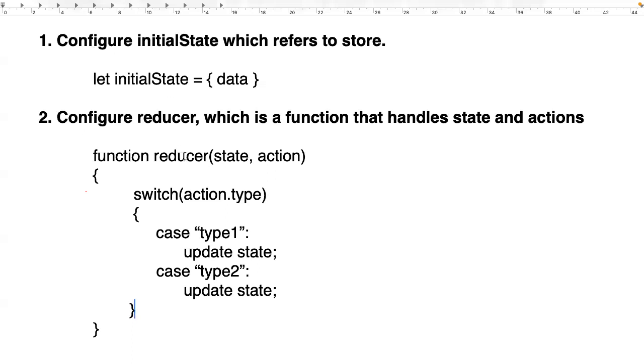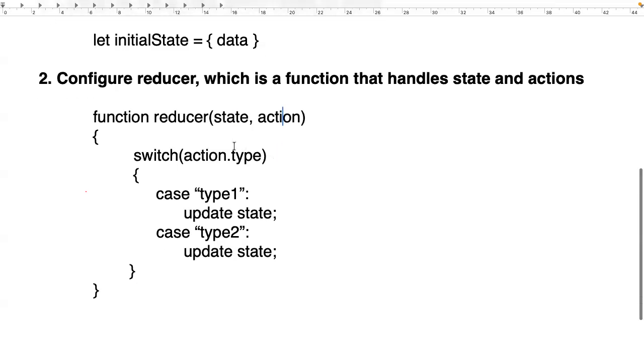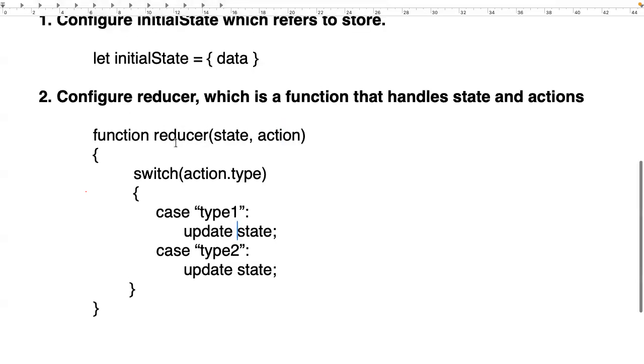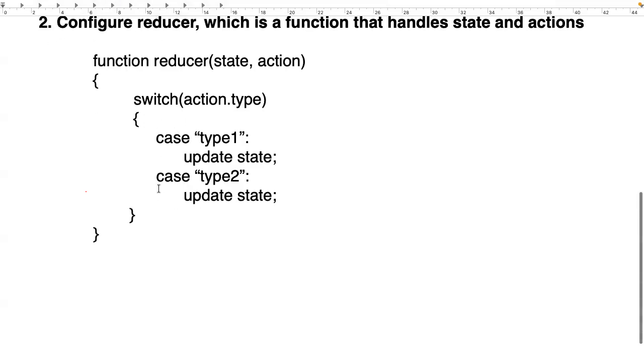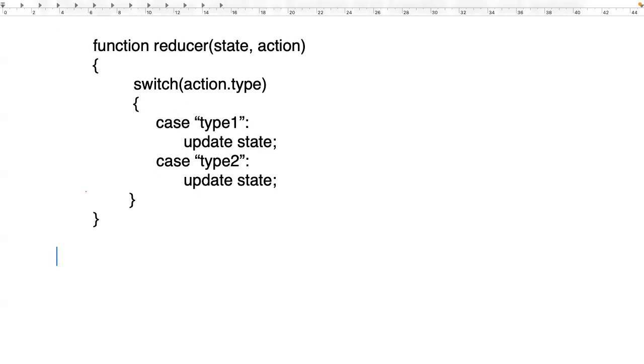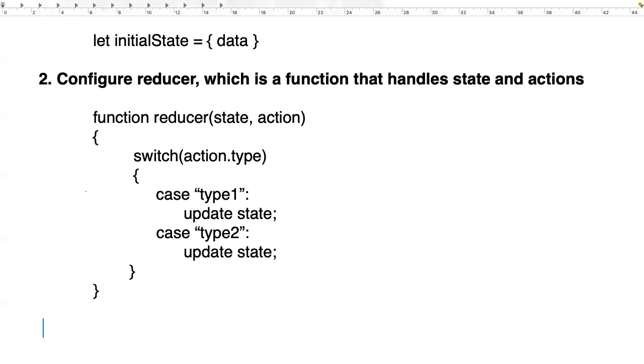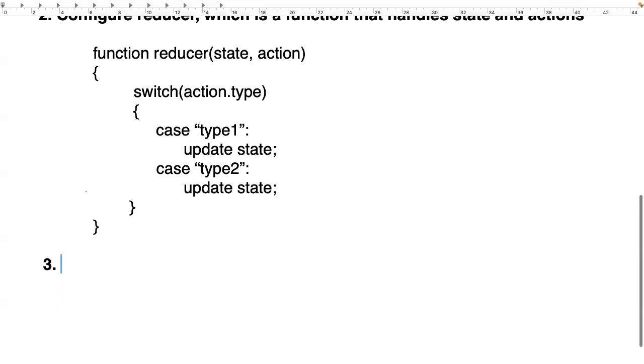So reducer contains state and another one, action. On that action, what to do with the state, we have to define. After that, this will be updated into the initial state. Now we can access and use this in any component. How to use it in any component? So next point, third, what we have to do.